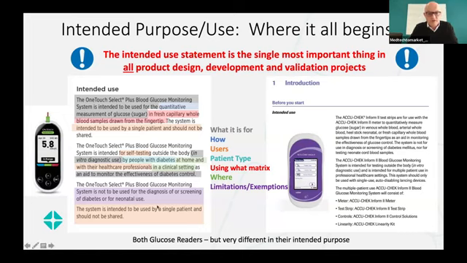But then in orange, as you see at the bottom, it's only intended to be used by a single patient and should not be shared. And then the purple shows you what it's being used for. So this one should not be used for diagnosis or screening of diabetes.